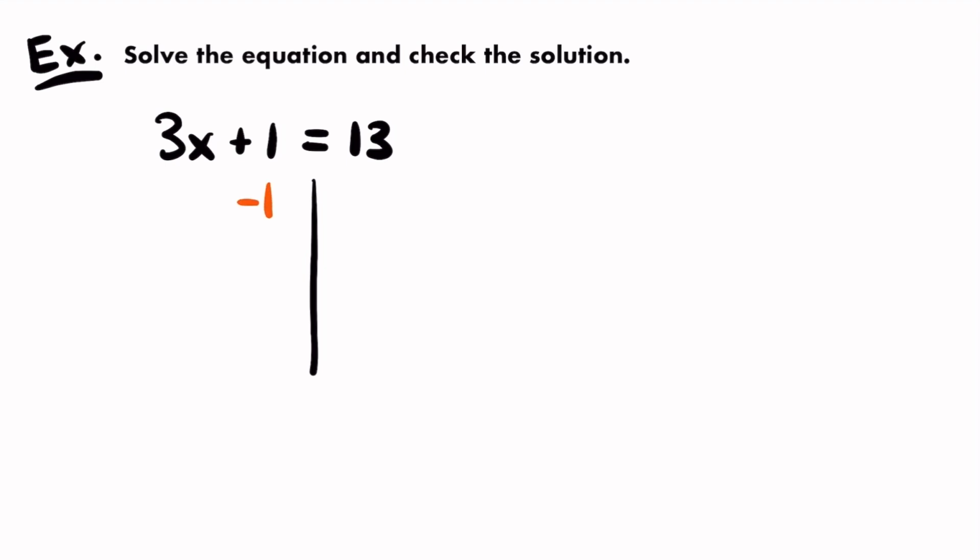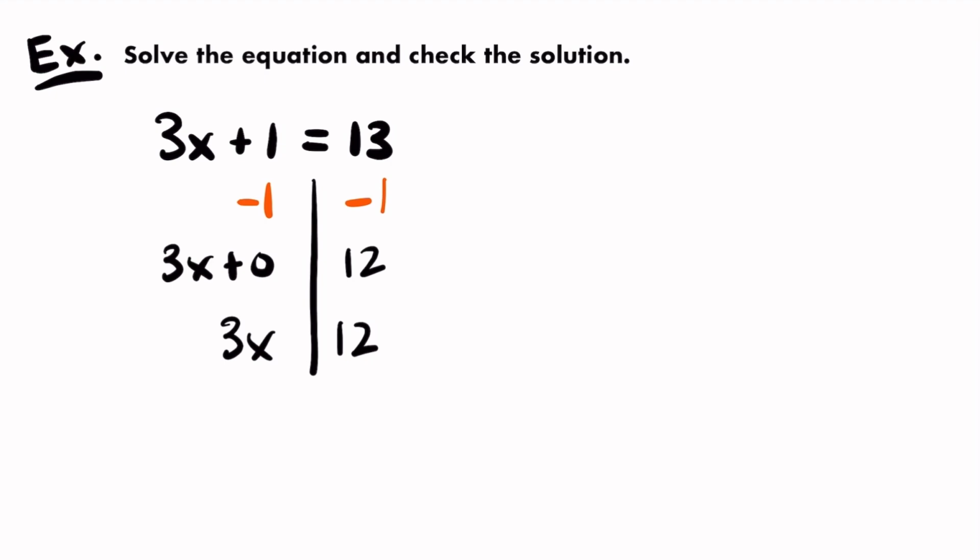So we're going to subtract 1 from both sides, leaving us with 3x plus 0 equals 12, right? 1 minus 1 is 0, and 13 minus 1 is 12. So what we're left with is 3x on one side and 12 on the other, because 3x plus 0 is just 3x. Now our equation is 3x equals 12, and so we're almost done.